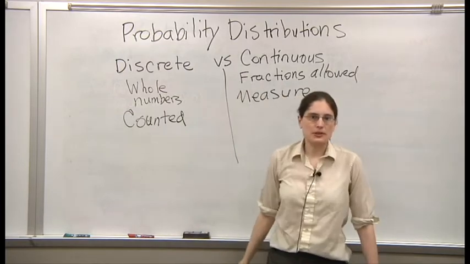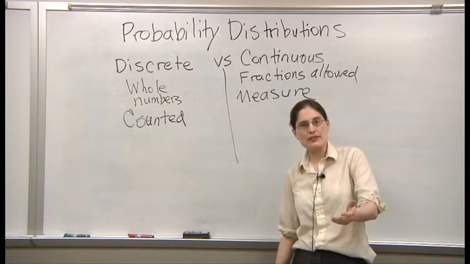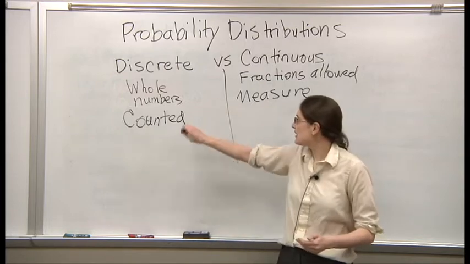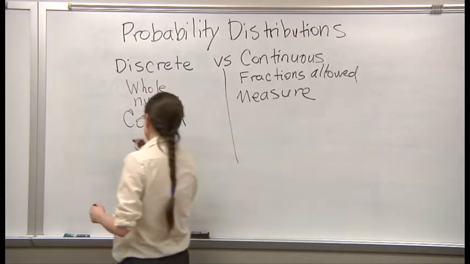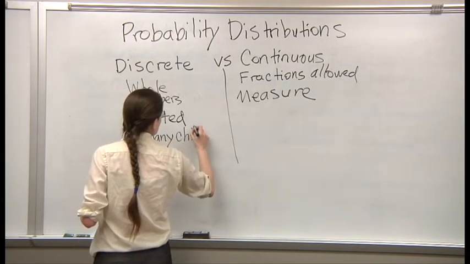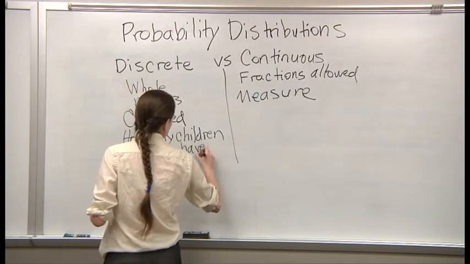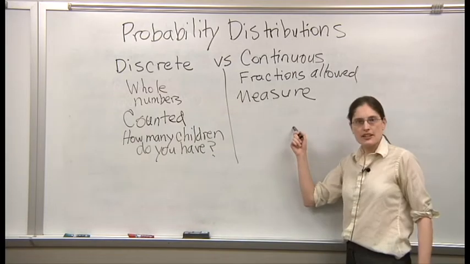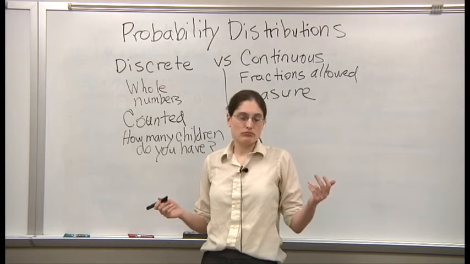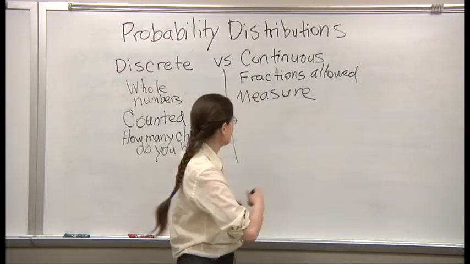Let's look at some examples. How many children do you have? You might have none, you might have two. You probably don't have a fractional number of children. This is discrete. Continuous might be, how much do you weigh? Could someone buy half a pound of flour? Sure.